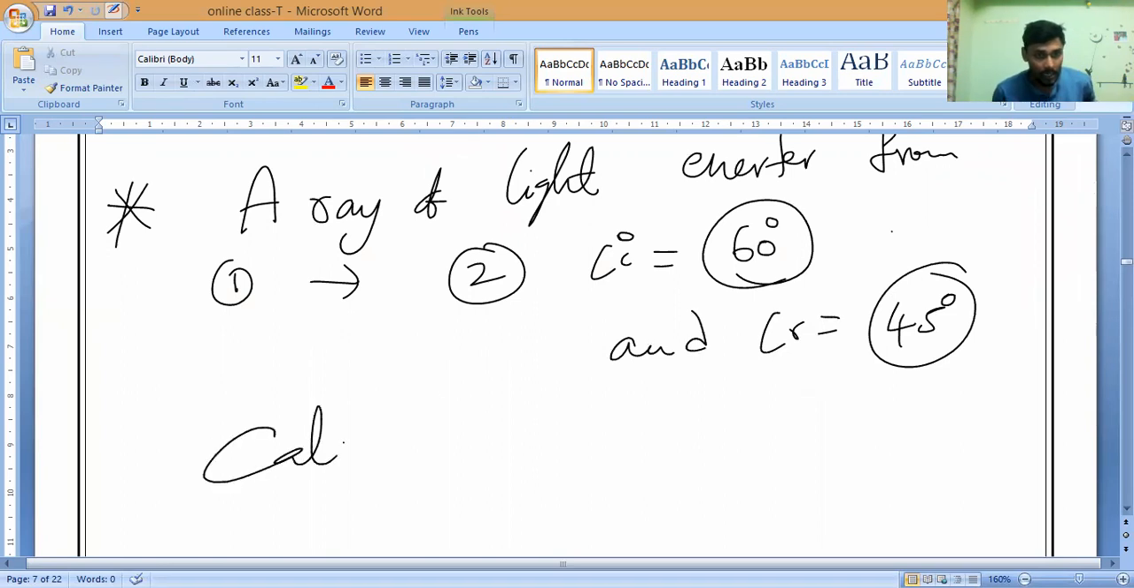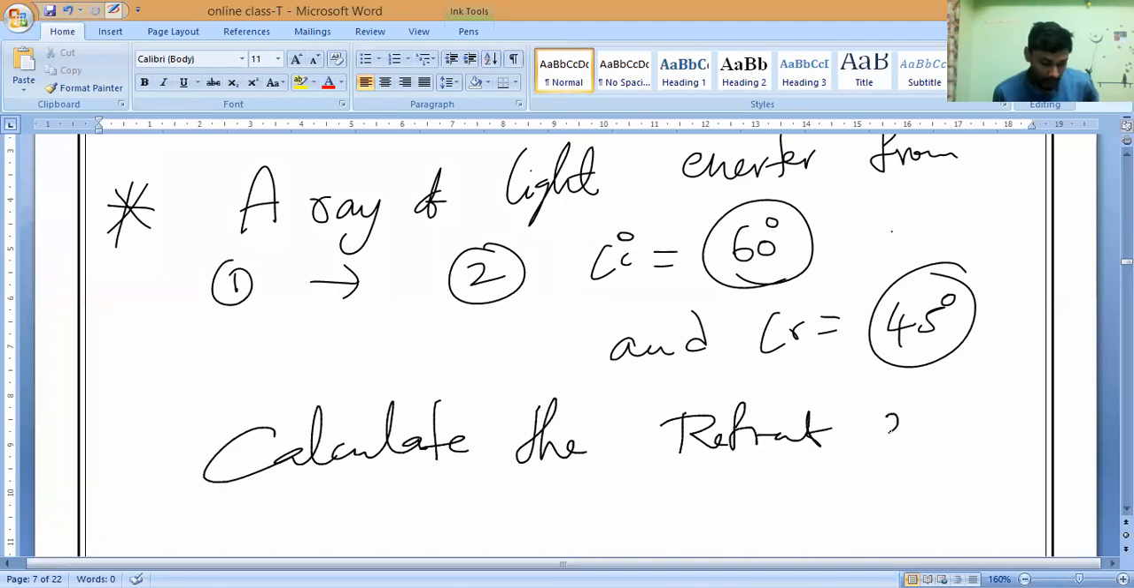Now, calculate. Wait. You just have to wait. Calculate the refractive index of medium 2 with respect to medium 1.